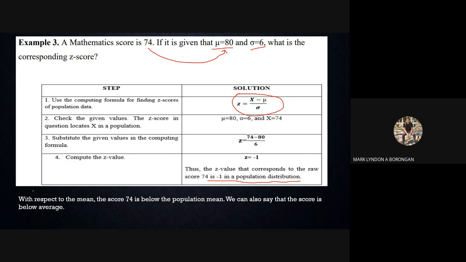Di ba? So, with respect to the mean, the score 74 is below the population mean. And we can also say that the score is below average. So, below siya sa average ang mathematics score nga 74, from our given nga 80. Okay?